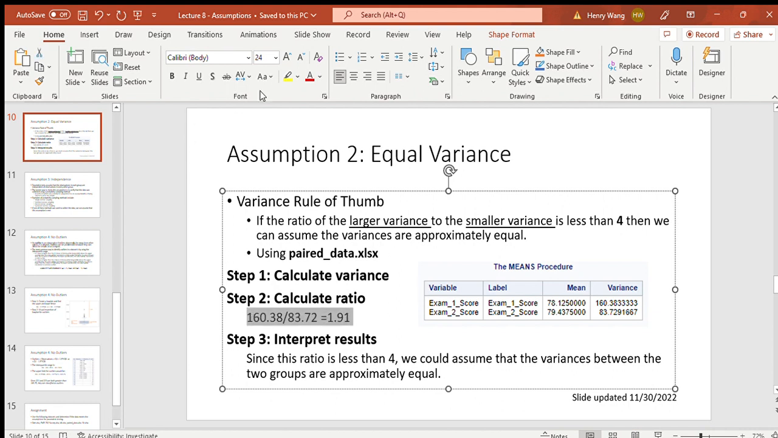And what I'm going to do is I'm going to make this a dark red, and then this way you know that we've addressed this, right? So since the ratio is less than 4, we can assume that the variance between the two groups are approximately equal.